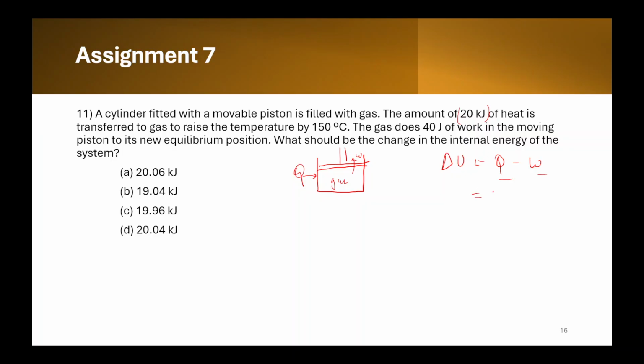This is 20 kilojoule minus 0.04 kilojoule, since 40 joule will be 40 by 1000, which is 0.04 kilojoule. So the correct answer will be 20 minus 0.04, which is 19.96 kilojoule. The correct answer here is C part.